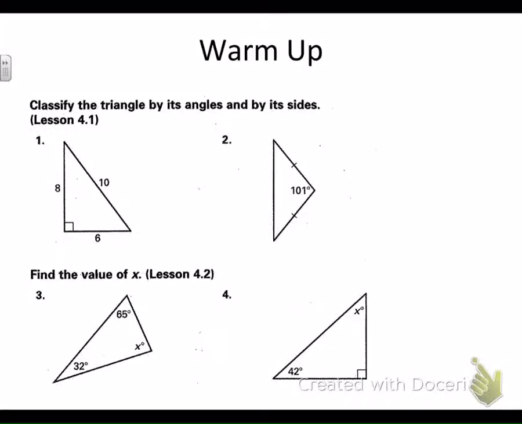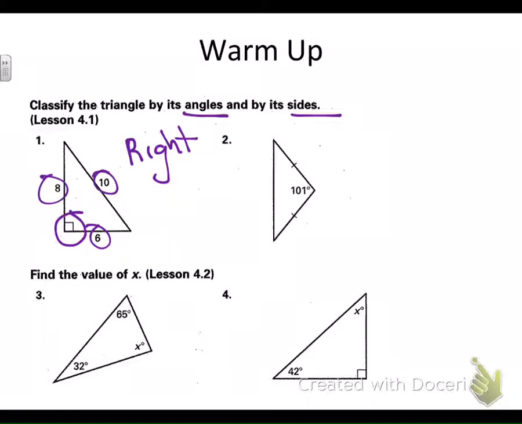Alright, let's start with this warm-up. It says classify the triangle by its angles and by its sides. So first we'll do angles and then the sides. So we see a right angle here, so it's a right triangle. All the sides are different, so it is scalene.